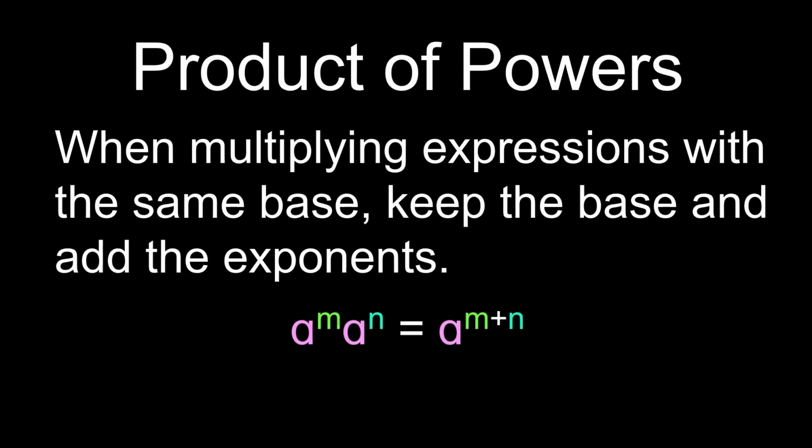The product of powers law states that when multiplying expressions with the same base, you keep the base and you add the exponents. So if we have a to the m power times a to the n power, we keep that base a and we add the exponents, m plus n.